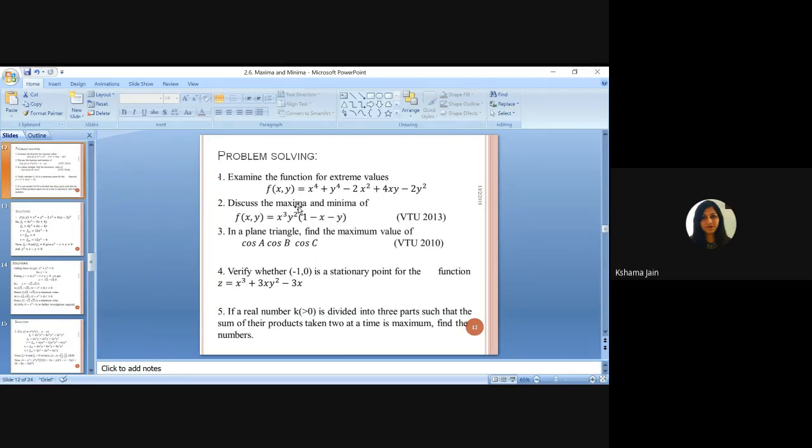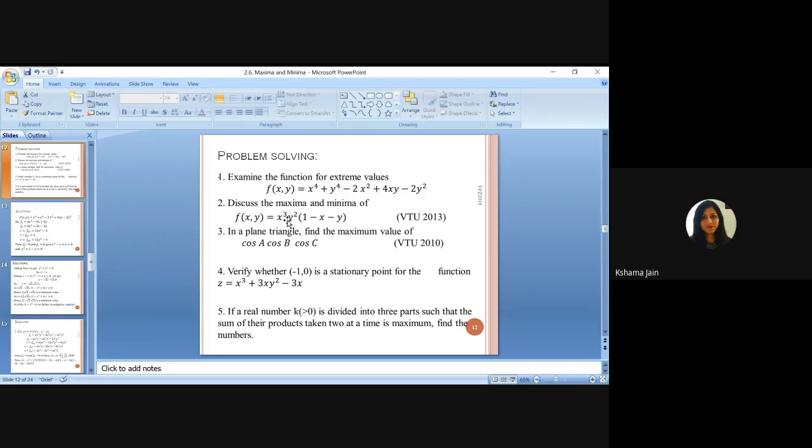Same pattern here. This is the function. What you will do? First differentiate with respect to x, then differentiate with respect to y, put them equal to 0. You will get the points of x and y. Then we take the second derivatives: del square f by del x square, taking it as small r, del square f by del y square, taking it as t, and del square f by del x del y, taking it as s. We multiply rt minus s square.